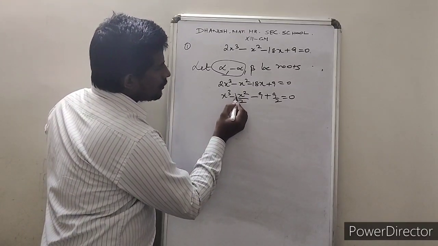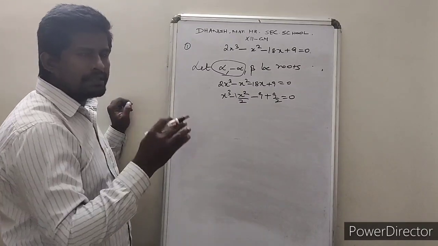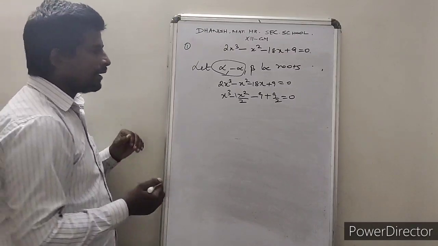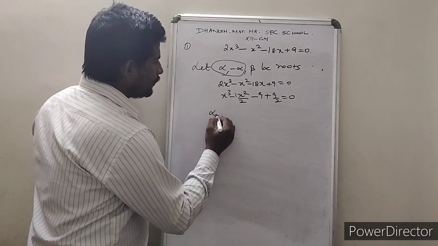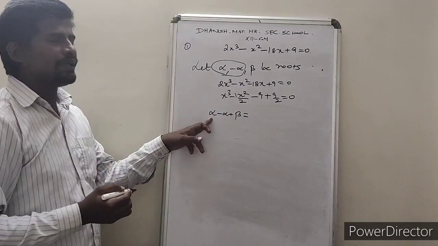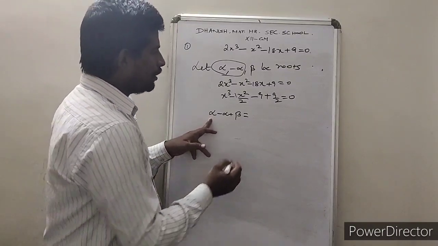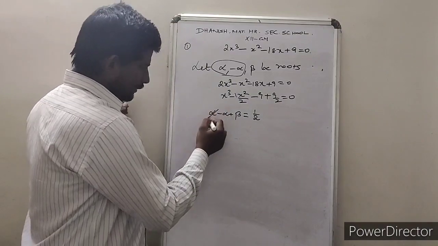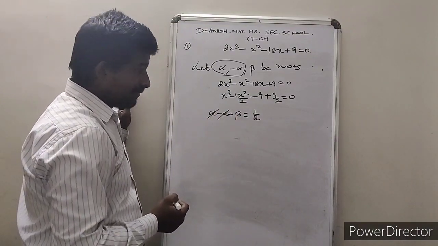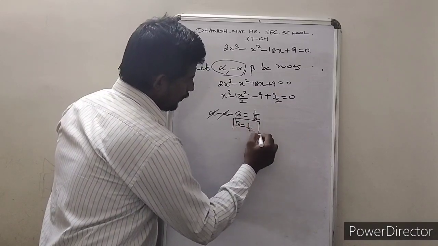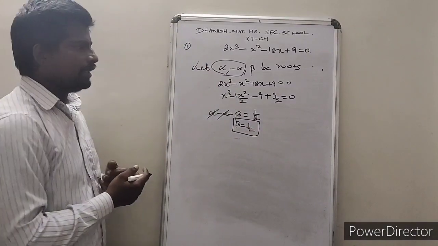Here, the coefficient of x square gives the sum of roots taken one at a time. So, we have the sum of roots taken one at a time equal to 1 by 2. Here alpha plus minus alpha will get cancelled. So, beta is 1 by 2. We got one root value.